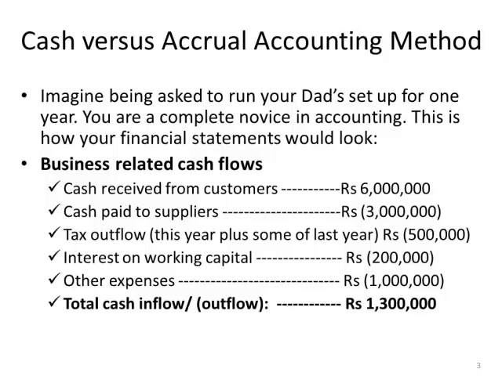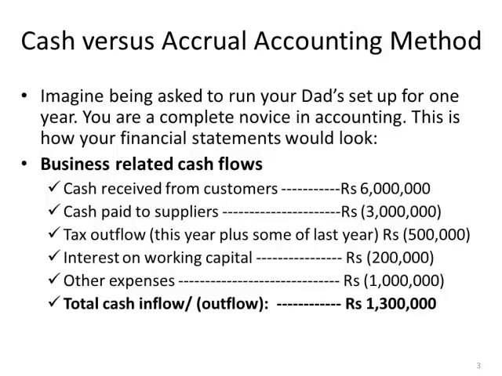We have a tax outflow of 500,000, and this is this year plus some of last year's. So let's assume that this money includes taxes we owe for the current year, but also some of the taxes we owed the previous year. We have interest on working capital, which is an outflow of 200,000, and we have other expenses, which is an outflow of 1 million. The total cash inflow or cash outflow is 1.3 million.